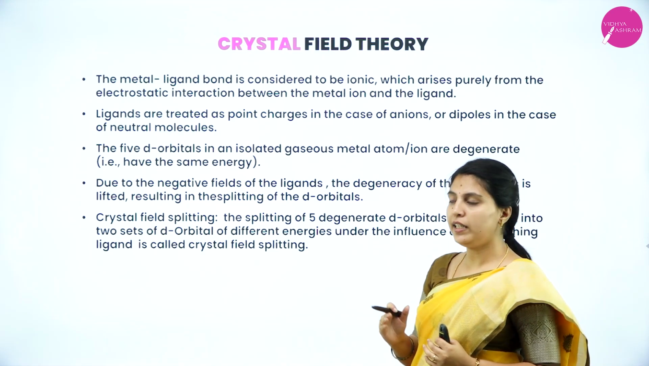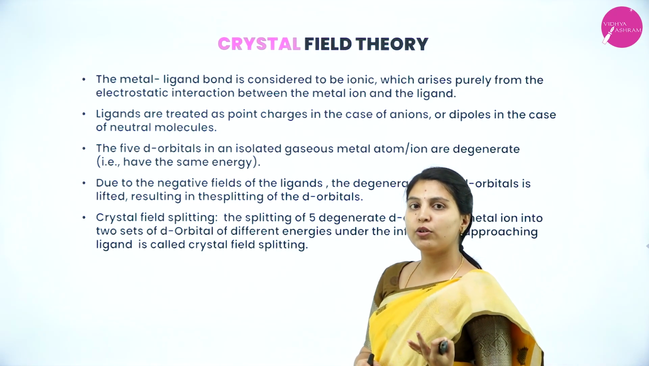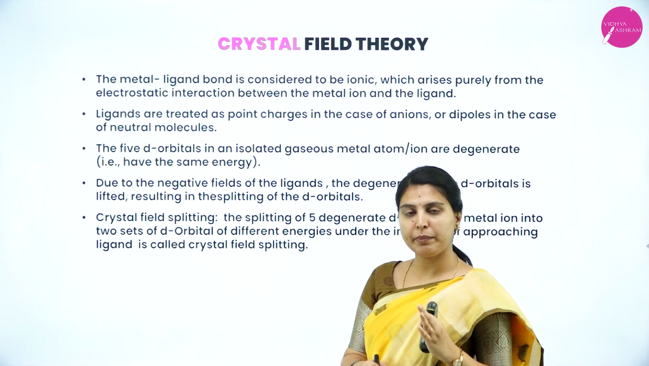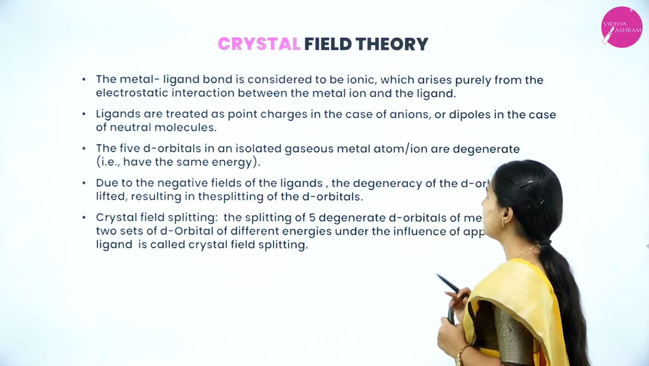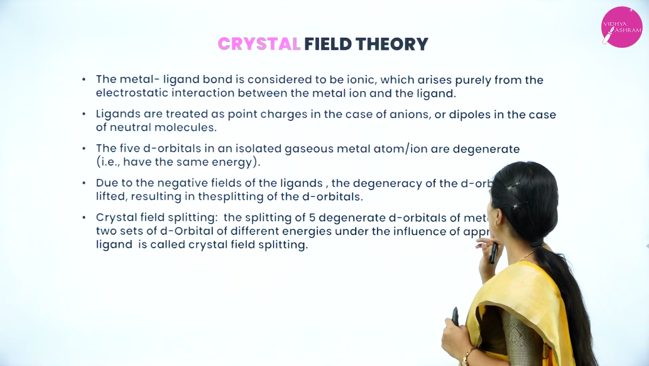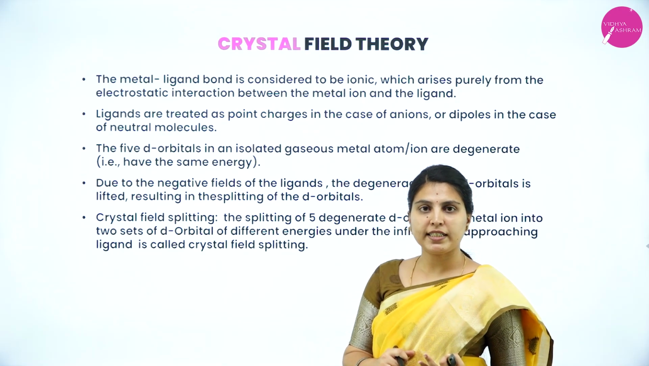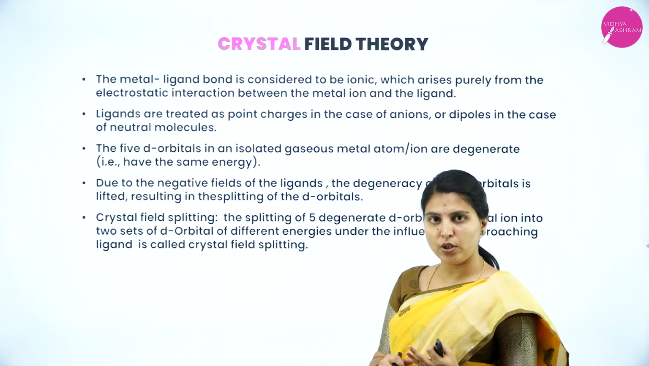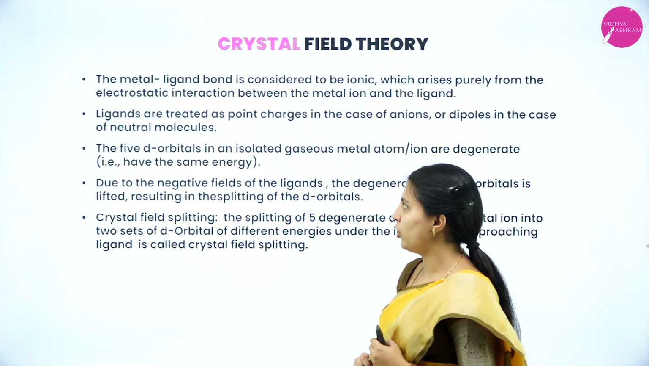When the metal-ligand interaction is considered as ionic, electrostatic interaction is considered between the metal and the ligand. Ligands are treated as point charges in the case of anions, which are negatively charged, or as dipoles in the case of neutral molecules.